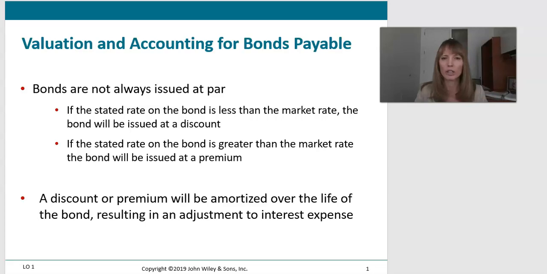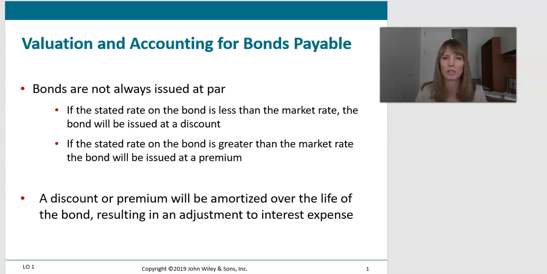But bonds are not always issued at par. If the stated rate on the bond is less than the market rate, or less than the rate being offered by similar companies, similar bonds, then the bond will be issued at a discount. If the stated rate on the bond is greater than the market rate, then the bond will be issued at a premium.